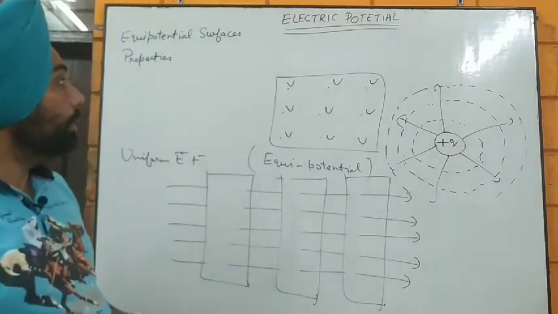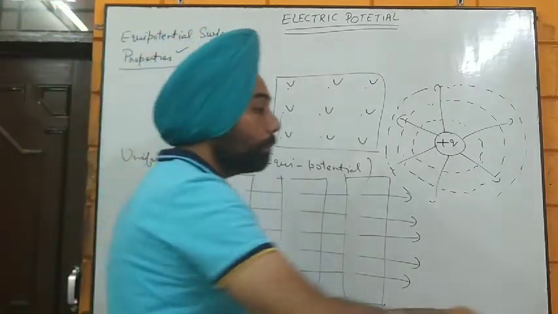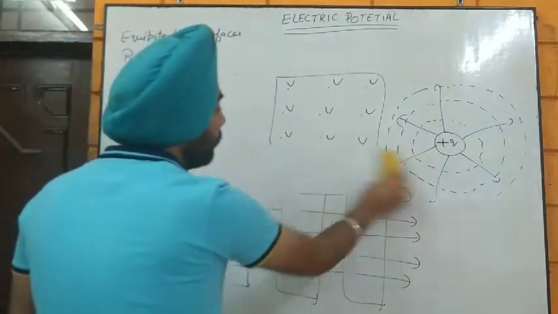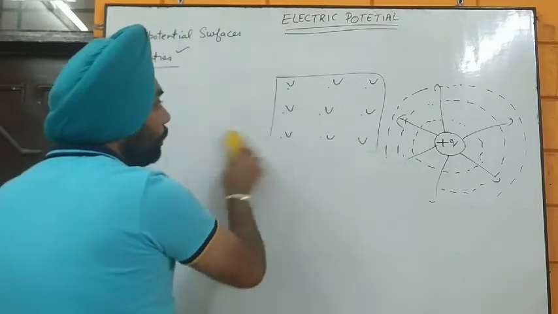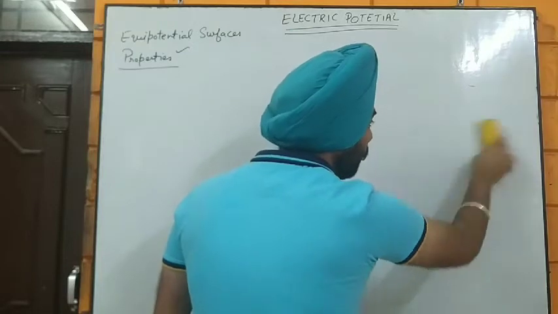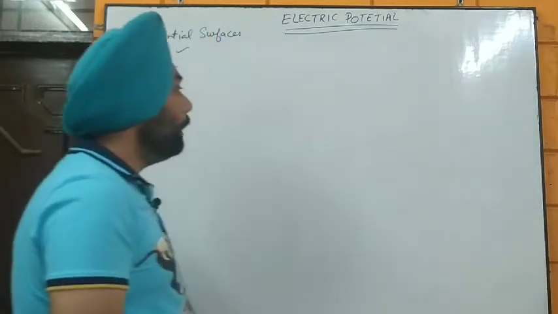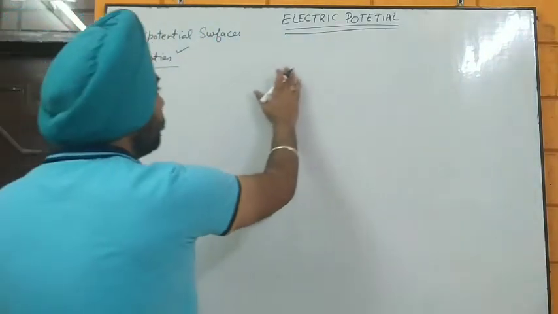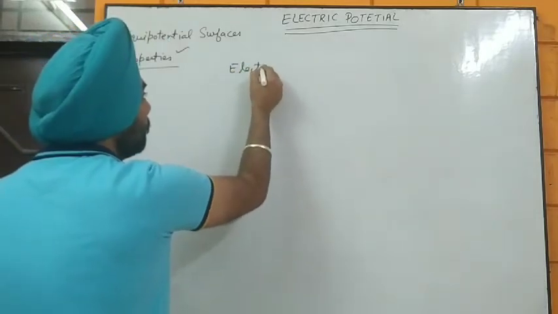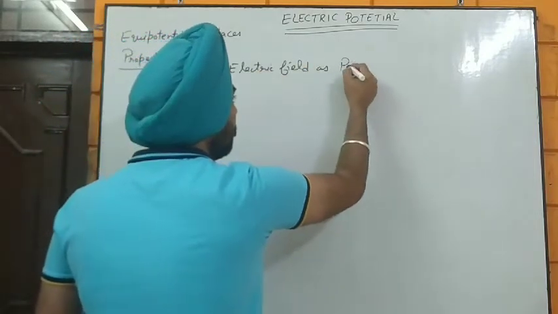And the next is the properties of equipotential surfaces. It is also very important. Now we are moving to the properties of equipotential surfaces. Before that, you should have the knowledge of electric potential gradient. So I am just going to solve a small topic on electric potential gradient, which is also very important. The heading is electric field as potential gradient.